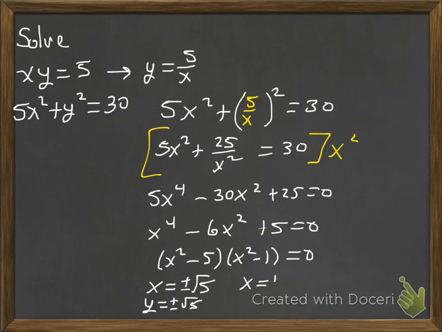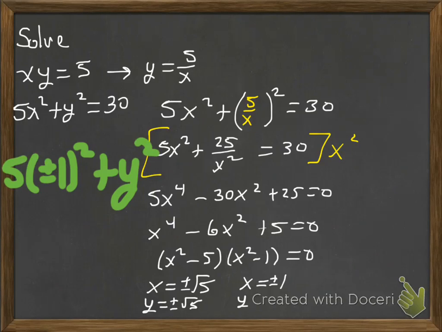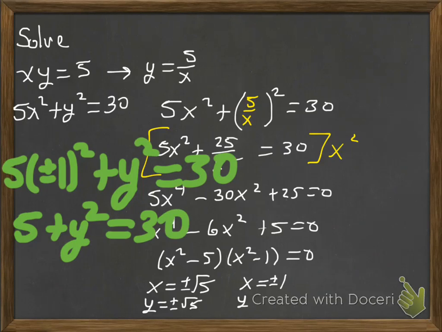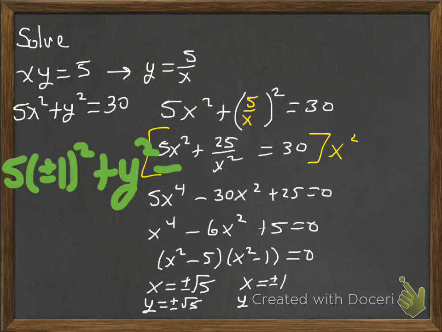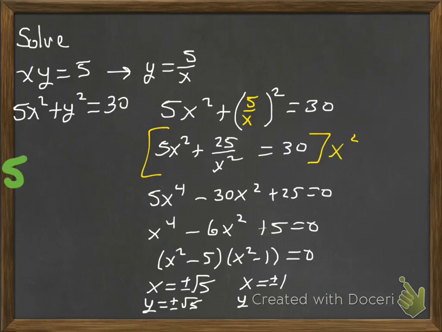Then the x equals plus and minus 1. So we'd have 5 times plus and minus 1 squared plus y squared equals 30. So that'll be 5 plus y squared equals 30. So y squared is equal to 25. And when we take the square root of that, we're going to get plus and minus 5. Okay, so plus and minus 5.